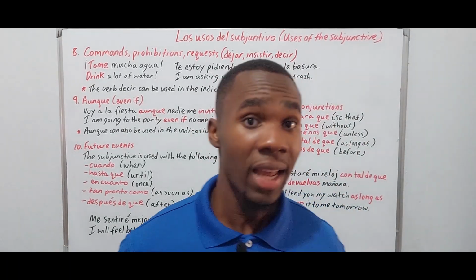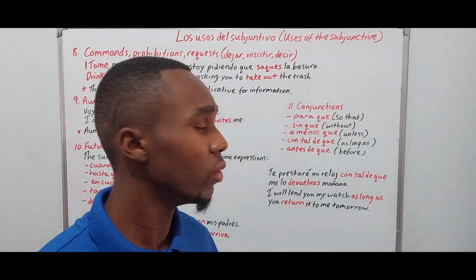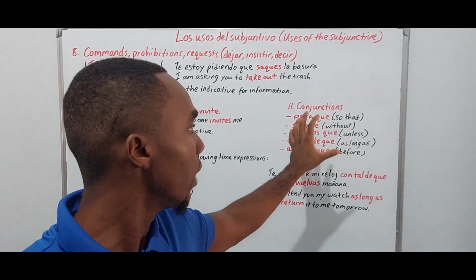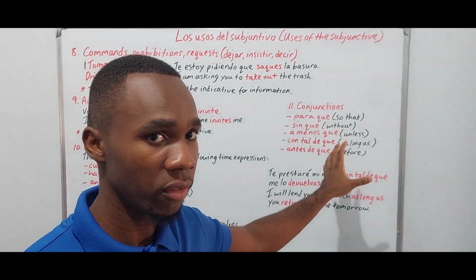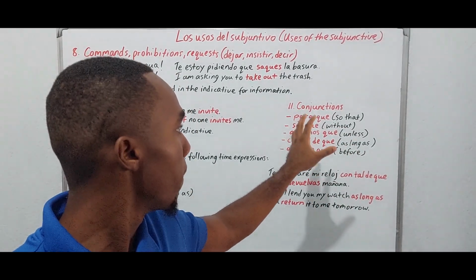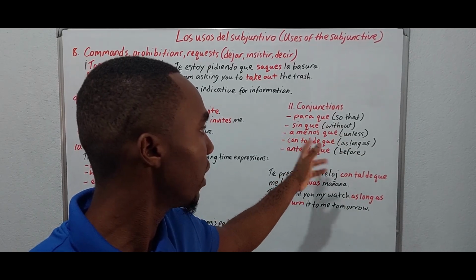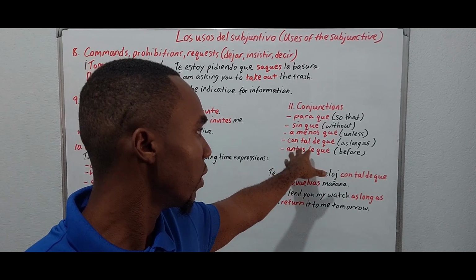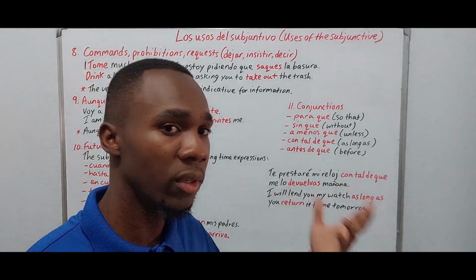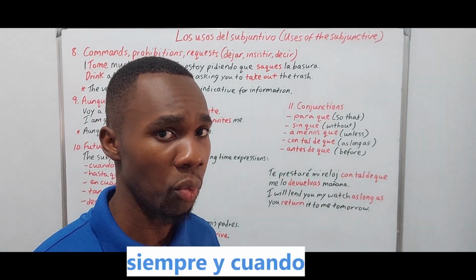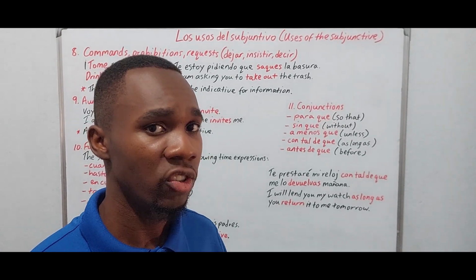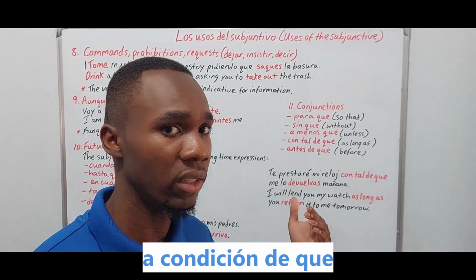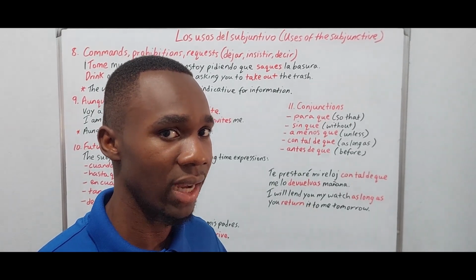Let's go over to the last context. These are expressions with their conjunctions, and they require the subjunctive. Okay? Para que, sin que, a menos que, con tal de que, and antes de que. When it comes to con tal de que, there are other similar expressions such as siempre y cuando, mientras, or a condición de que, because that is talking about a condition, as long as.